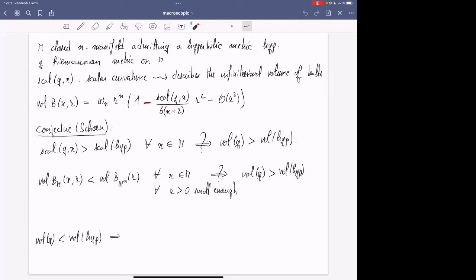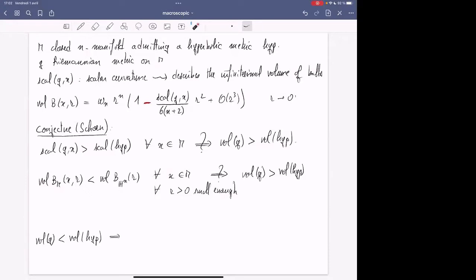Then we can define the scalar curvature on a Riemannian manifold. It depends on the base point x on your manifold, and it describes the infinitesimal volume of balls. When you look at the expansion of the volume of a ball of radius r, you get this expansion. The first term is just the Euclidean term, and then there's another term involving the scalar curvature. That's how you can define it, when r goes to zero, of course.